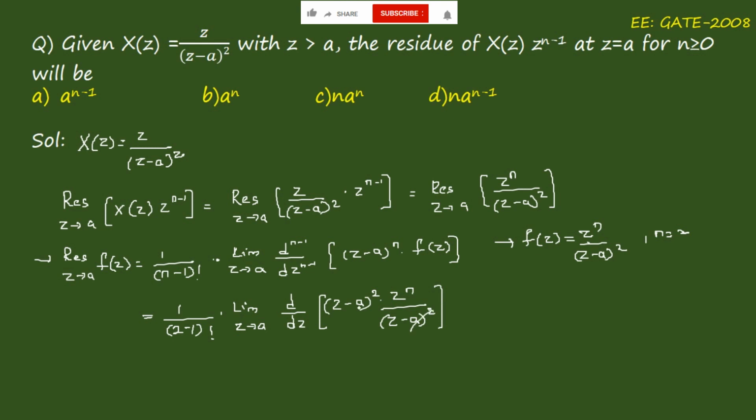Right. Now these two get cancelled. Just differentiate this one. Here 1 factorial is nothing but 1. So it becomes 1 into limit z tends to a d by dz of z power n, which is equal to limit z tends to a. On differentiation, we get n into z power n minus 1, which is equal to n into a power n minus 1. Right. So the answer is option D.